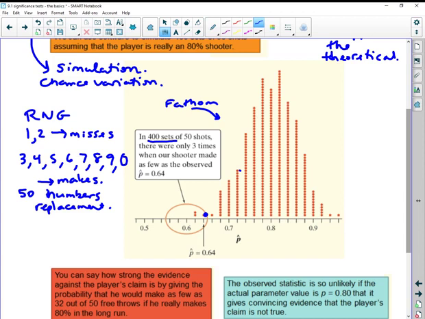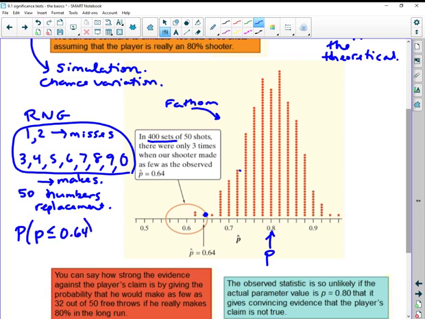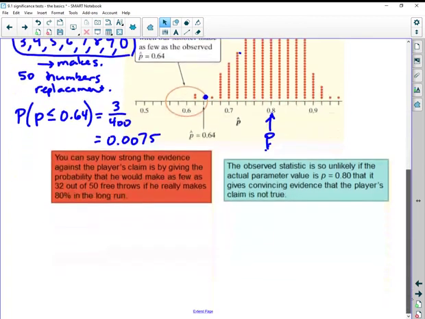The Fathom software did this, assuming that a person has this probability. These are the dots from the simulations that happen. So what's the probability of our basketball player getting 0.64 or less, being that bad of a player or worse, if he really is truly a 0.8 player? That would happen 3 out of 400 simulated trials.